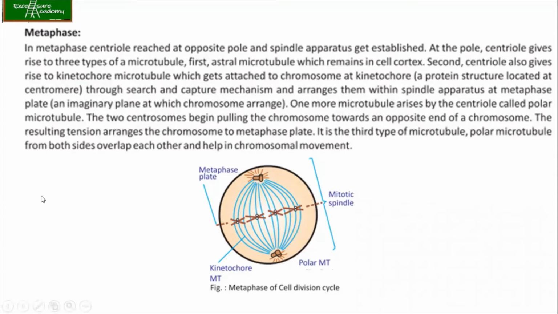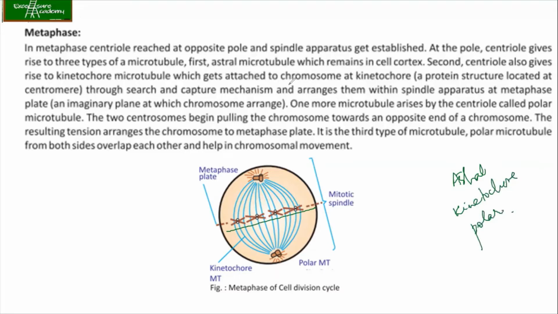Okay. Now coming to the metaphase. So in metaphase, centrioles reach the opposite poles and the spindle apparatus gets established. So we know that in the case of metaphase, all your chromosomes come into a single plate, okay? So at the pole, centriole gives rise to three types of microtubules. So we know those are your astral, kinetochore, and polar.